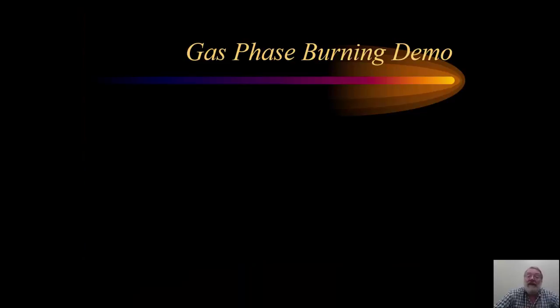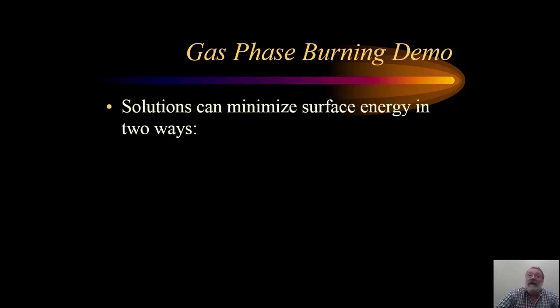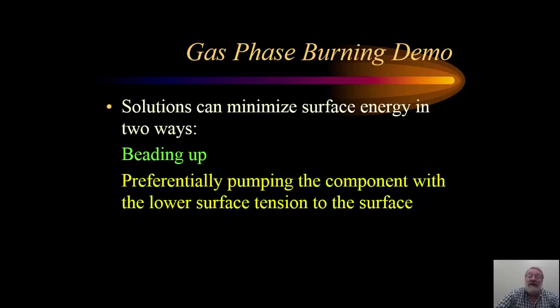After talking about gas phase burning, where the flaming part of the combustion takes place in the gas phase, just for fun, I stop and I do a little demo. What I do is take a mixture of water and alcohol and dip a dollar bill in it and then light it on fire. And then I talk about the fact that solutions can minimize their surface energy in two ways. They can either bead up, or they can take in a solution the material that has the lower surface tension and put it to the surface.